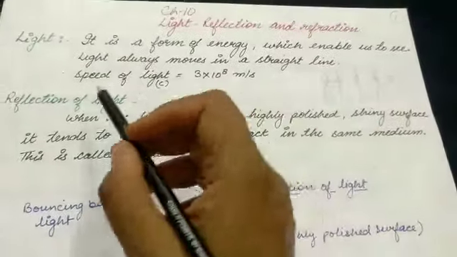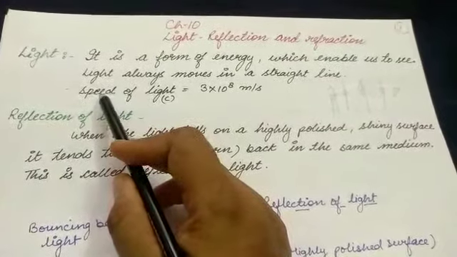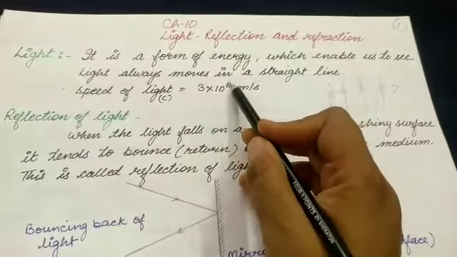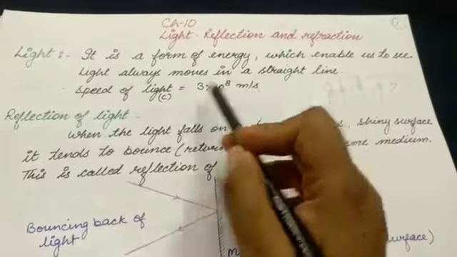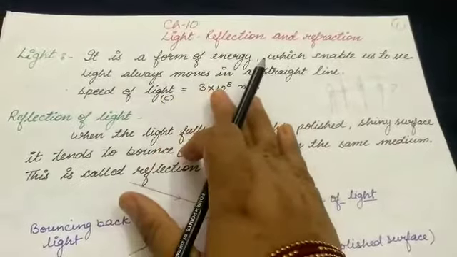And this is a universal value, that is the speed of light in vacuum, and its value is 3 into 10 to the power 8 meters per second. It is denoted by C. So these are the basic things about light.